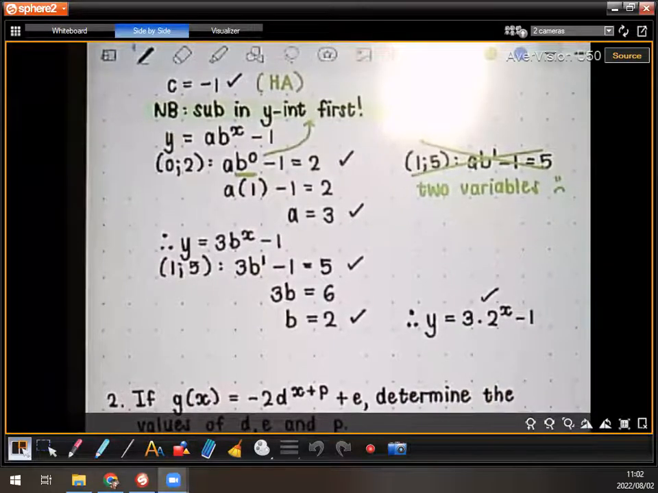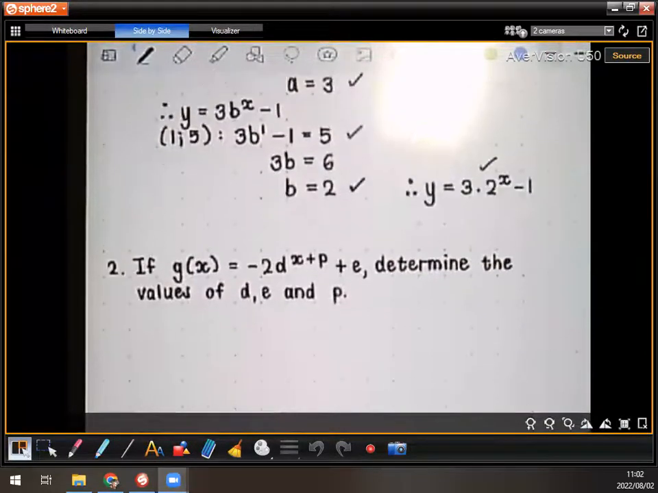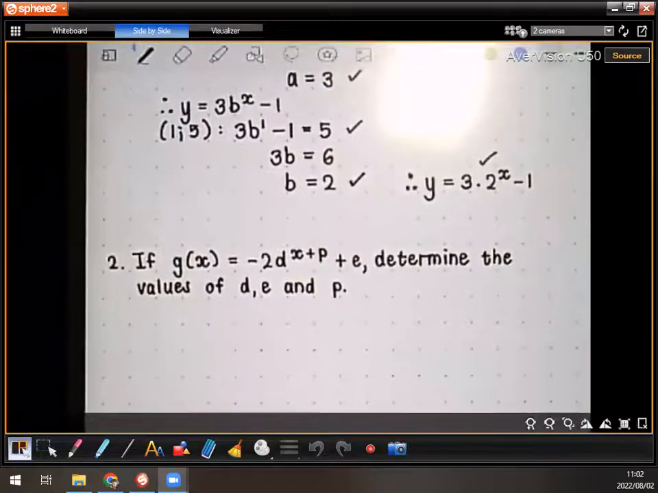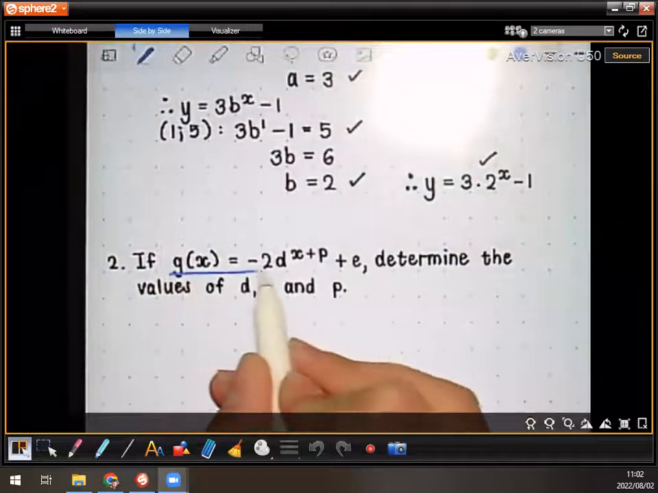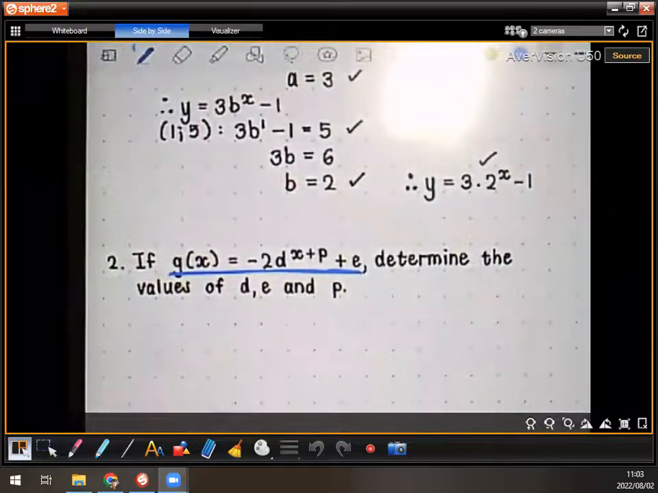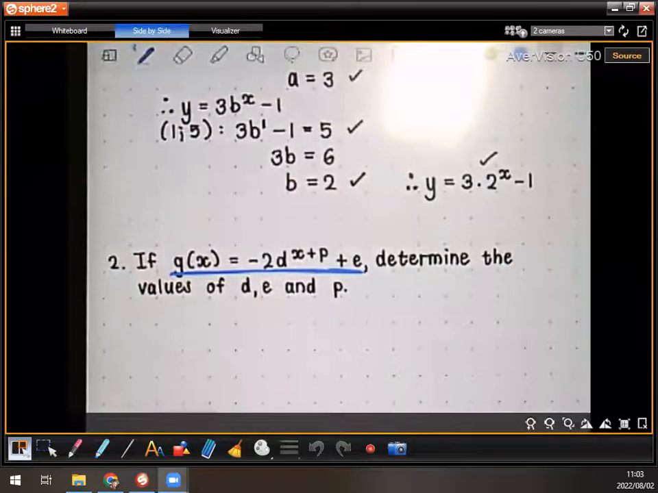Okay, any questions on that side? Right, let's look at number 2. And now this is the blue graph. So if you want to, you can just underline that or highlight it in the color that you put blue.